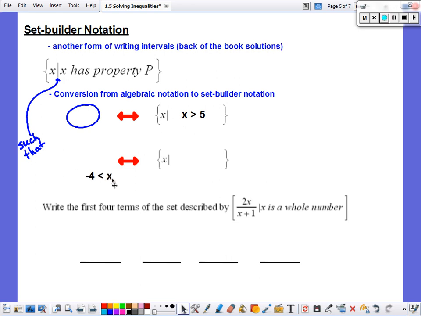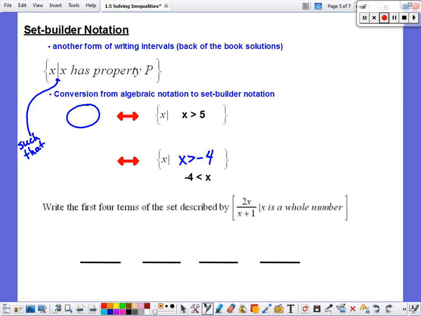Down here, same thing. You can throw it in like this. If you want to flip it, you could and put x is greater than -4. Either one would be fine. But that's what we're doing. Anytime you go from an algebraic notation into a set builder, it's really not that challenging as long as you know what you're doing. Mainly it's just exposing you to this.